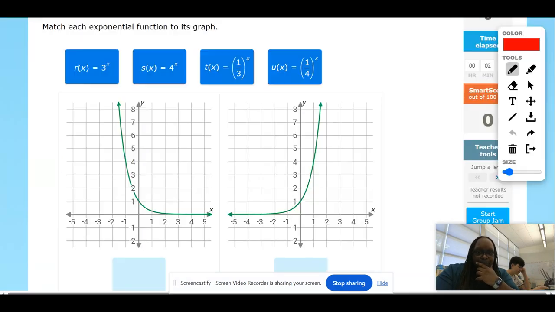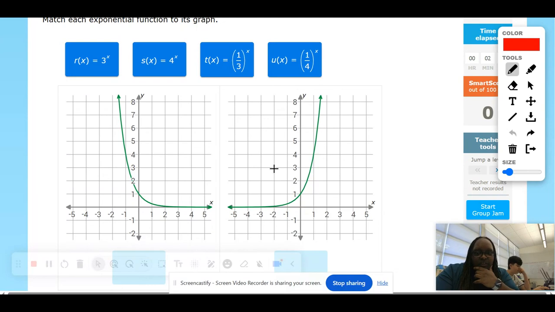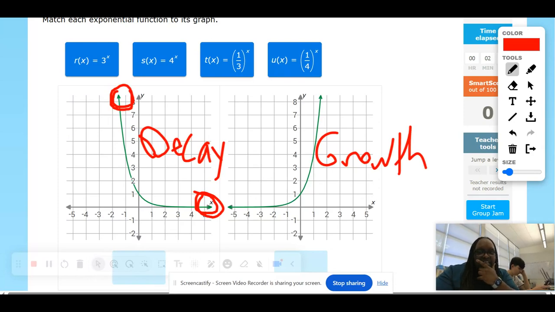So for example, on this IXL, this one on the right, I would consider a growth because looking from left to right, the y values are getting bigger, they're increasing. So that is considered a growth graph. The one on the left side is considered decay because the y value is getting smaller. So we start out with y values up high, and then as we go farther to the right, the y values are pretty low. So this is considered decay. So keep that in mind.